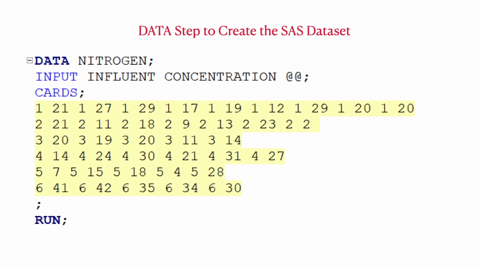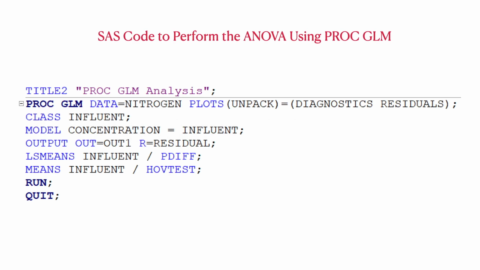Now we're going to perform the analysis in SAS. The first step is to create a data set containing our data, and we do that using the data step. And so here is the data step to create the SAS data set. To do the analysis of variance, we're first going to use SAS PROC GLM. Here's the SAS code to perform the ANOVA using PROC GLM.